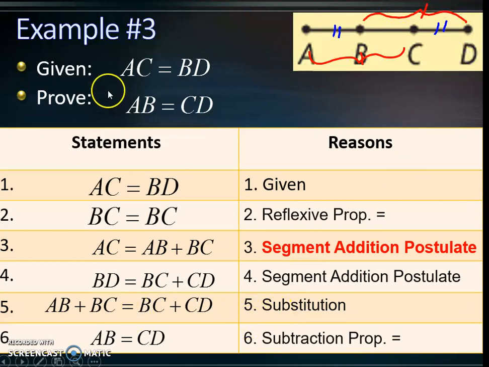Then the conclusion proof should be the last one here. So that means you subtract BC and BC here, and then AB equals CD. So in order to get this from here to here, 5 to 6, you subtract the same thing left and right. That's why subtraction property of equality. Does that make sense? So we're going to do a lot of practice like this in class.